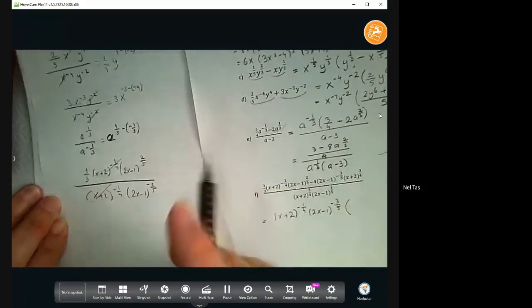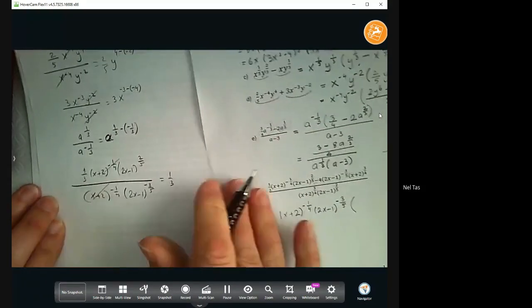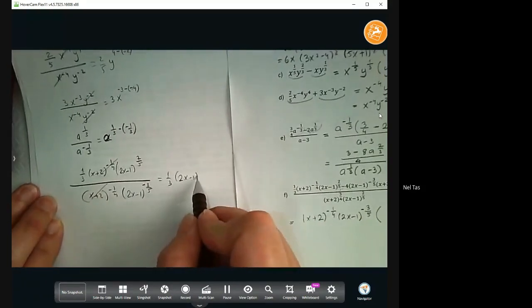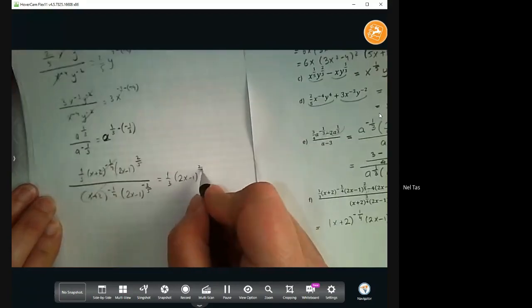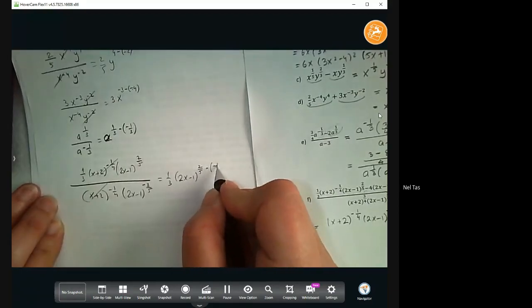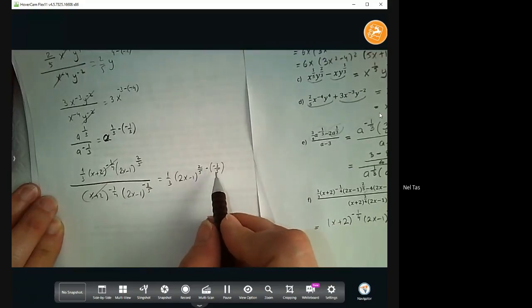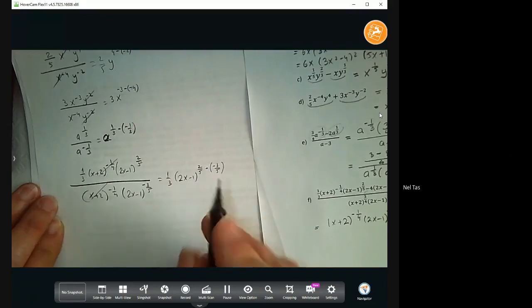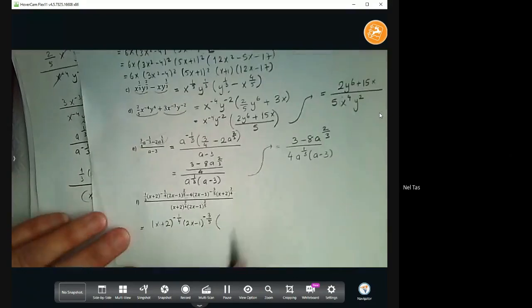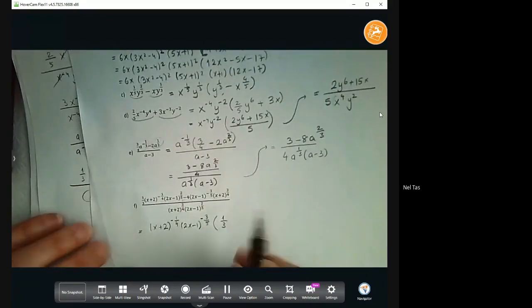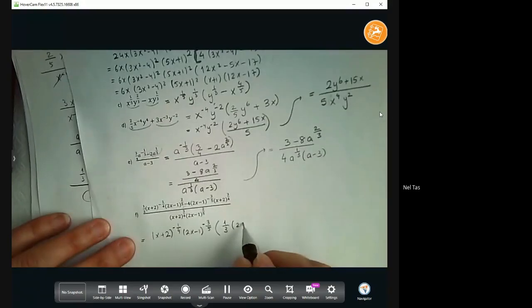So you get 1 over 3, 2x minus 1, subtract the powers. 2 over 5 minus negative 3 over 5. That gives you 2 over 5 plus 3 over 5, which is 5 over 5, which is 1. So we have 1 over 3, 2x minus 1.